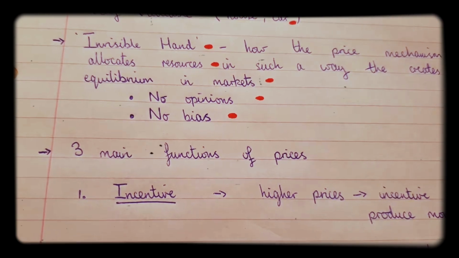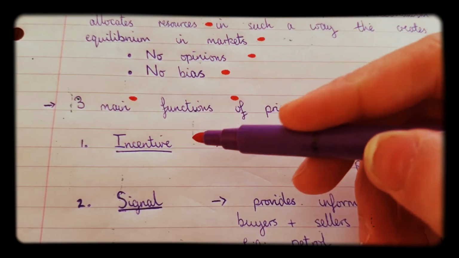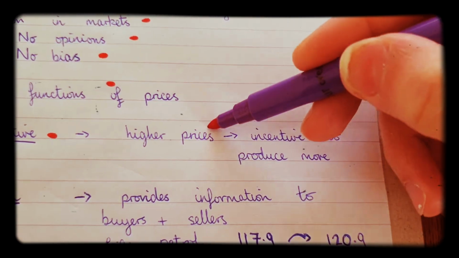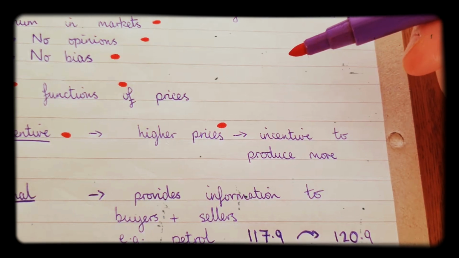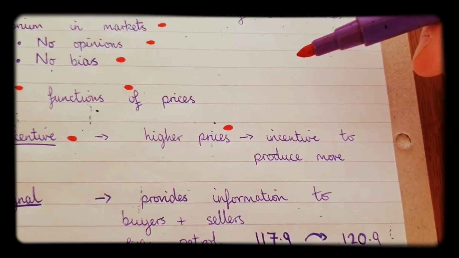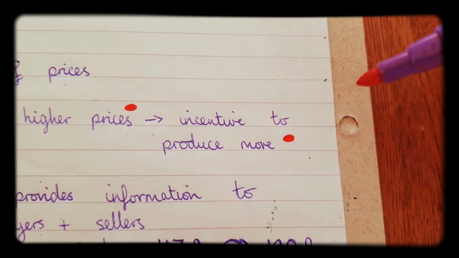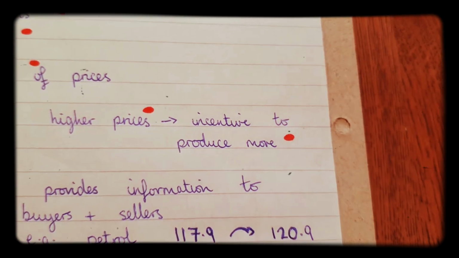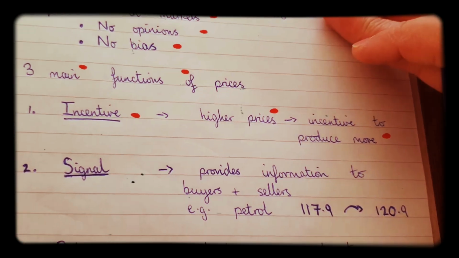So we have three main functions of prices. The first one is the incentive function, where higher prices mean higher rewards. So if you experience increased demand in a market and people are prepared to pay you more for a product that you're selling, the price mechanism gives you the incentive to produce more of that product. It's rewarding products where people want more of it and are willing to pay more for it, because the firm gets more profits in return.